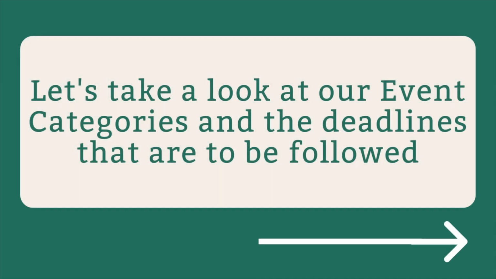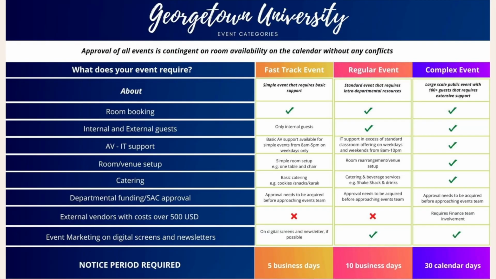So now let's take a look at our event categories and the deadlines that are to be followed. So there are 3 types of event categories: a fast-track event, a regular event, and a complex event. A fast-track event is a simple event requiring basic support. We can only have internal guests, very basic AV support from 8 a.m. to 5 p.m. on weekdays only, and a simple room setup with pretty basic catering.